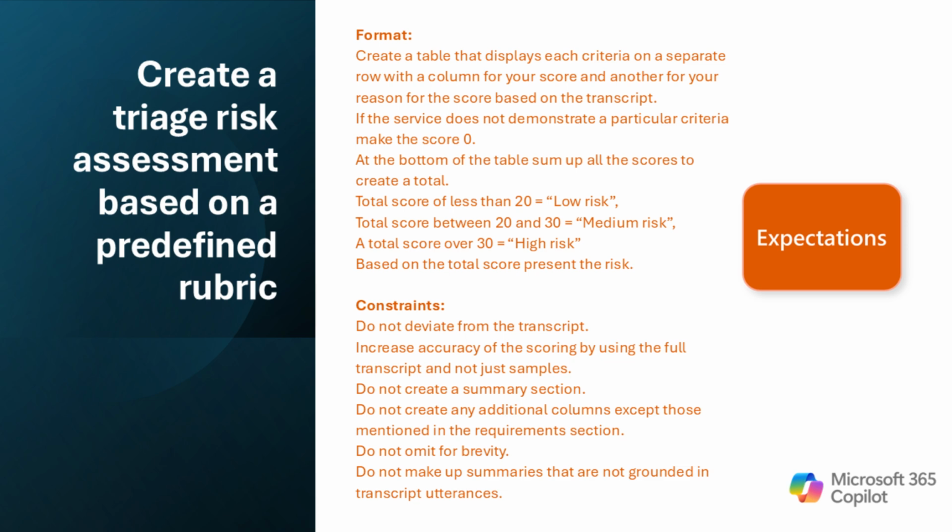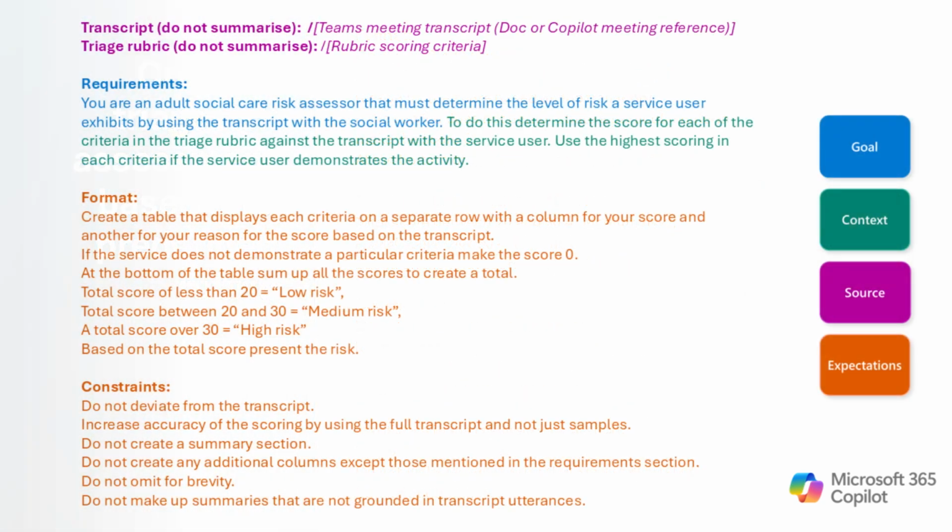Finally, I've added a constraint section, as sometimes we need to tell Copilot what not to do. In my example, I want to make sure Copilot doesn't deviate from the transcript, not to create a summary, not to add additional columns I didn't specify, and to use the full transcript and not just samples. So my output must be just a table, score, and evaluation, and this prompt will give me that every time I run it. Let me show you the results.